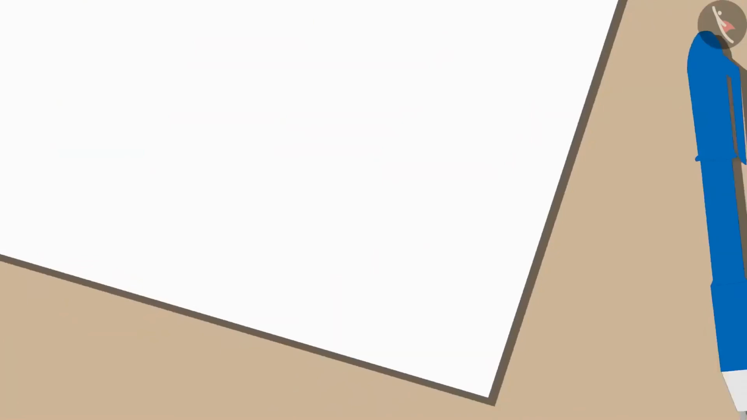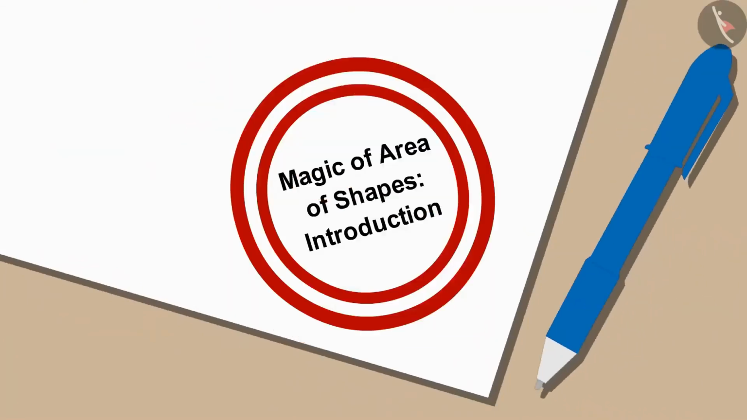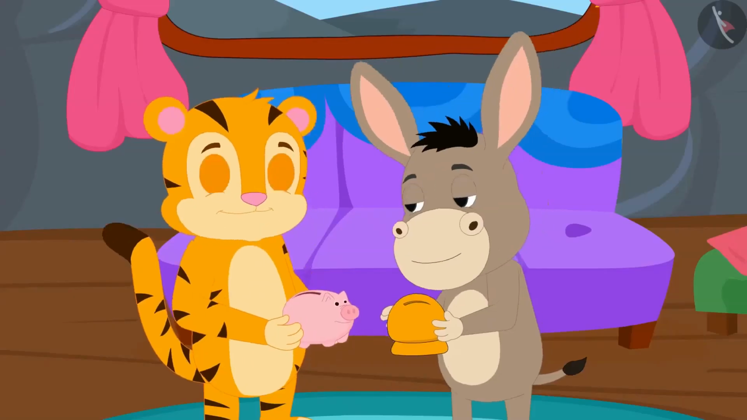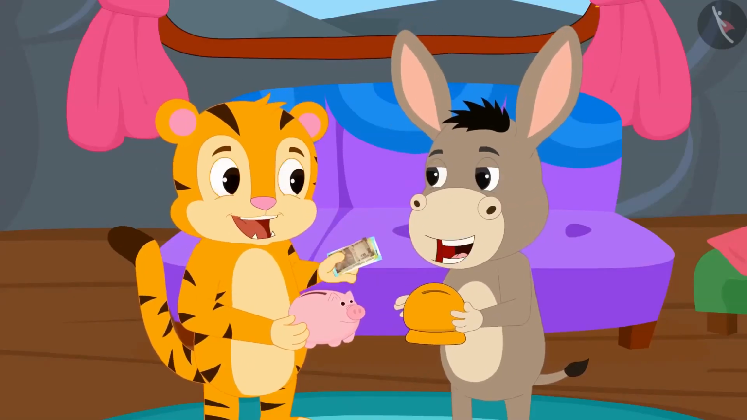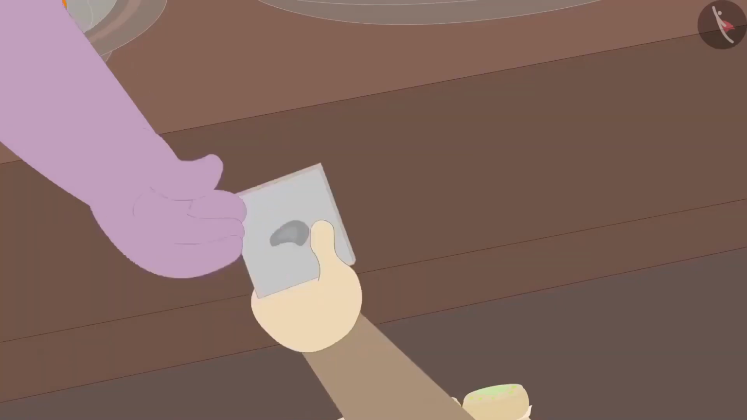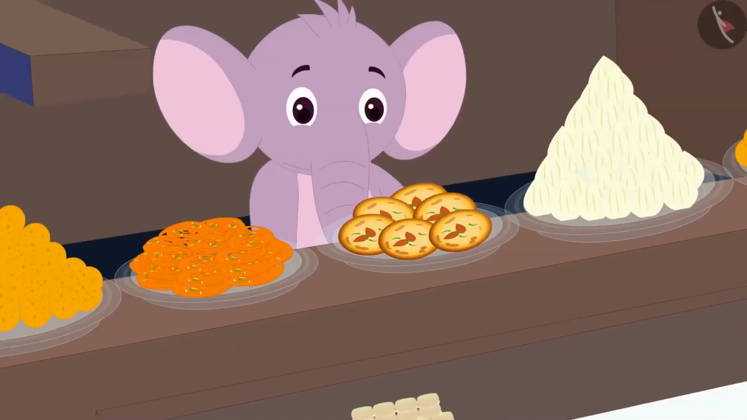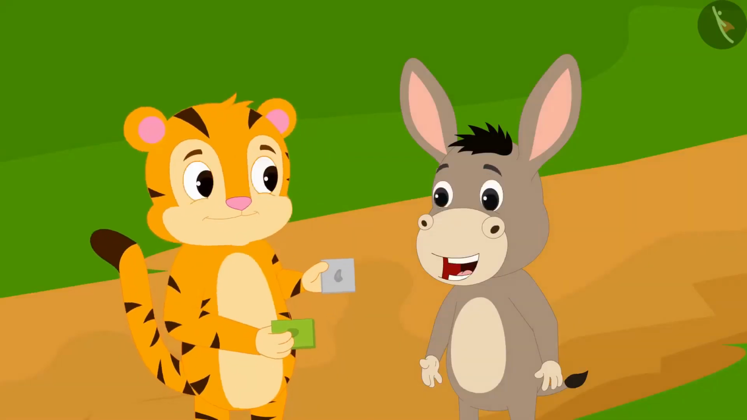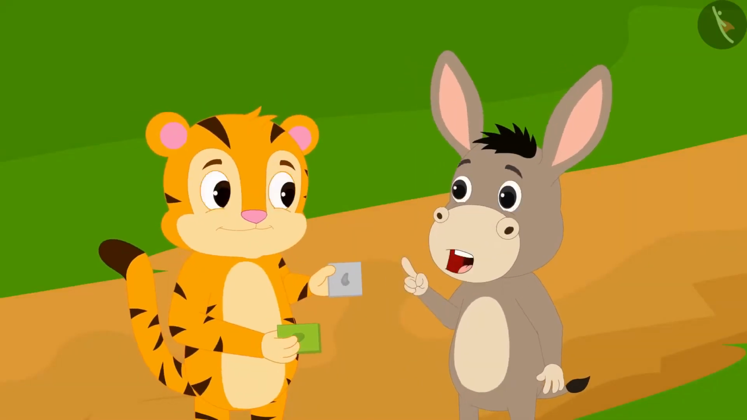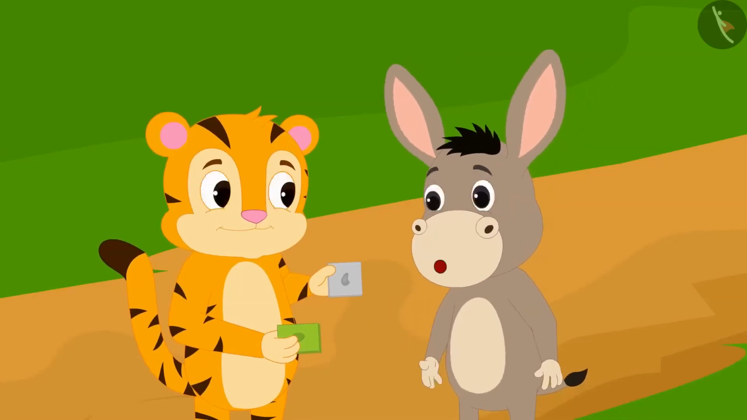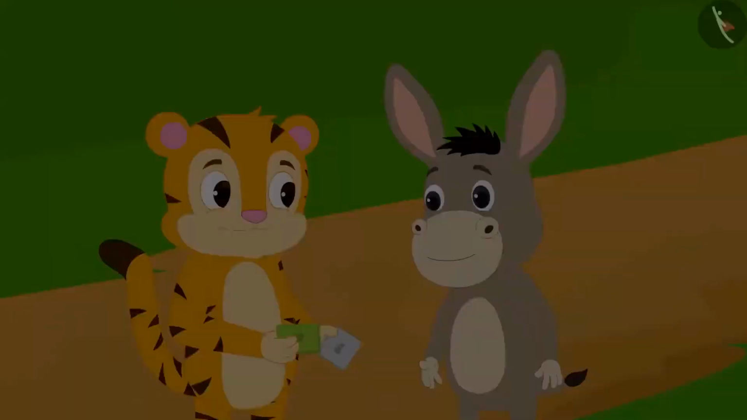Children, in this video, we will see some unique examples of finding areas of shapes. Bhola and Sher Khan collected money and bought cashew barfi and pistachio barfi from Appu's shop. Sher Khan, let us divide this cashew barfi and eat it in 2 equal portions, Bhola said to Sher Khan.